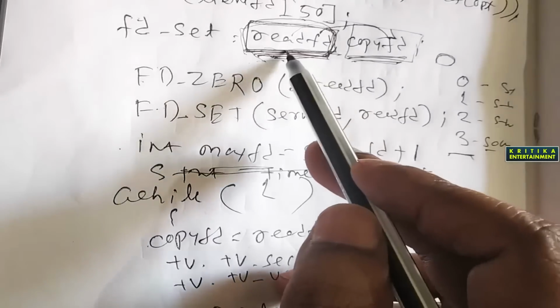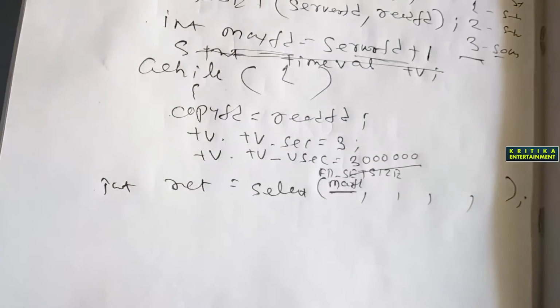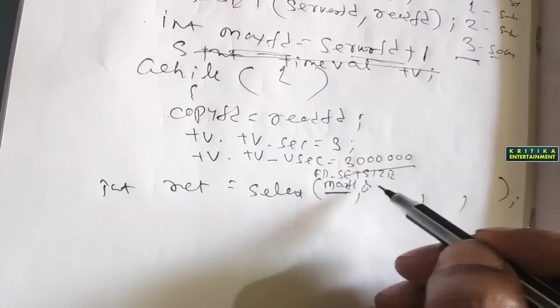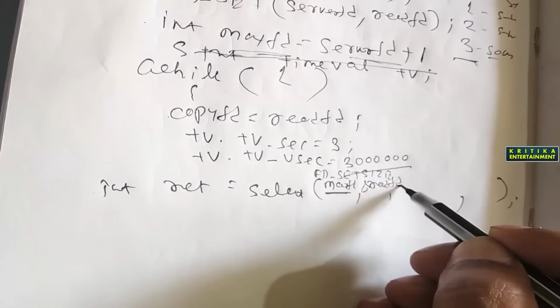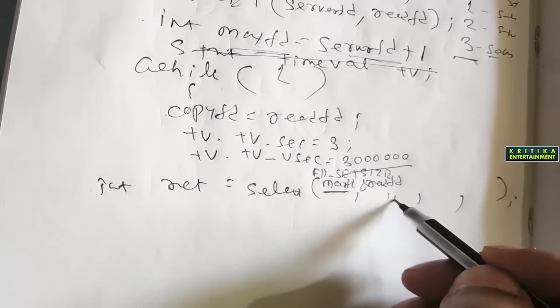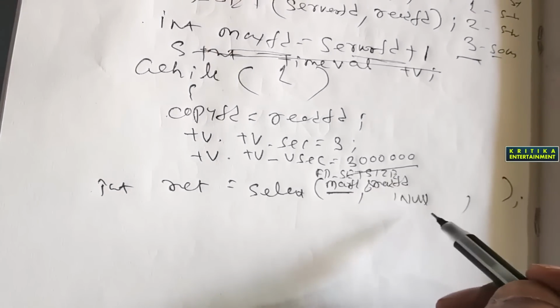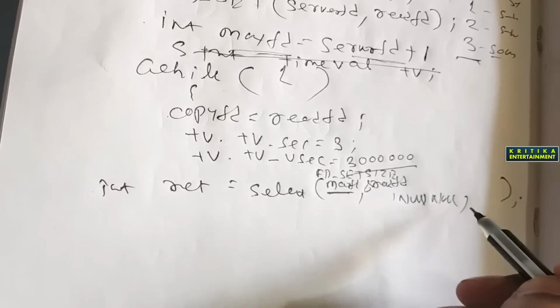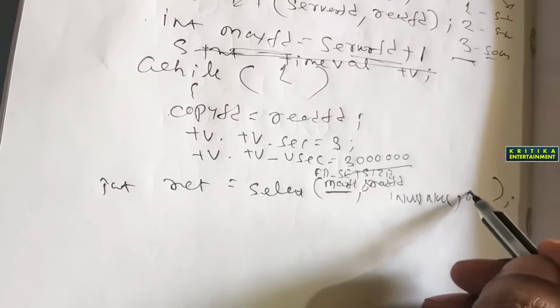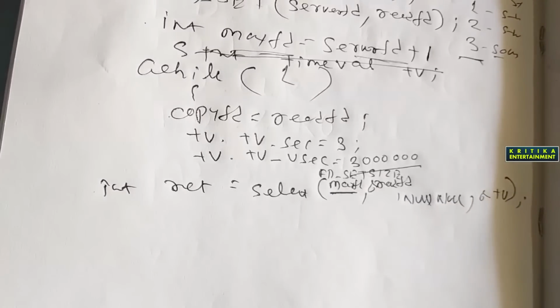This read FD variable will pass here. Ampersand read FD is passed. Third is the null; we don't want to use the write FD. We don't want the exception FD. Here we pass ampersand TV, the time. How much time does it wait? How much time will it display?